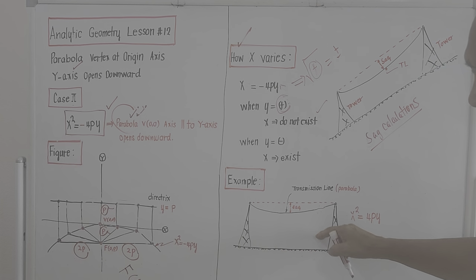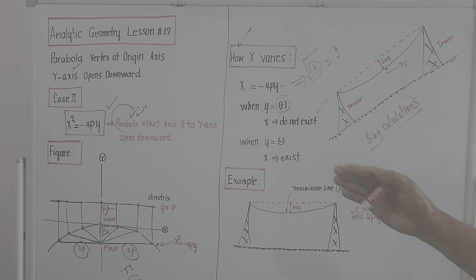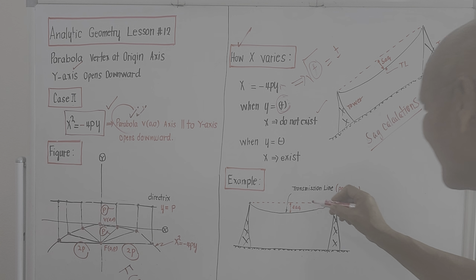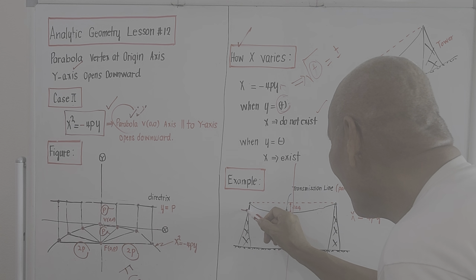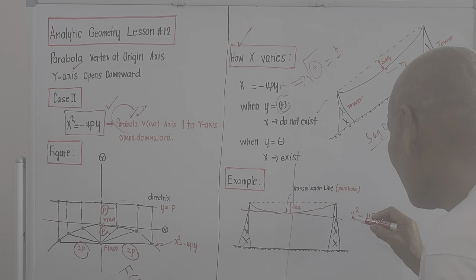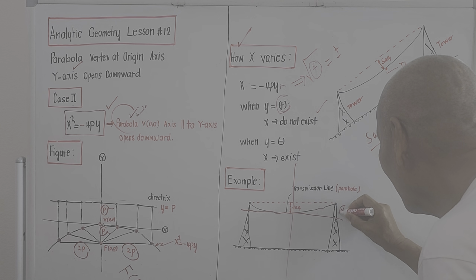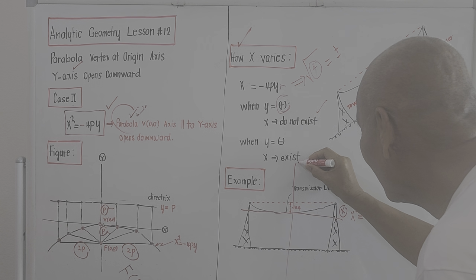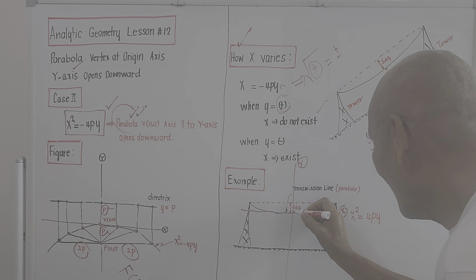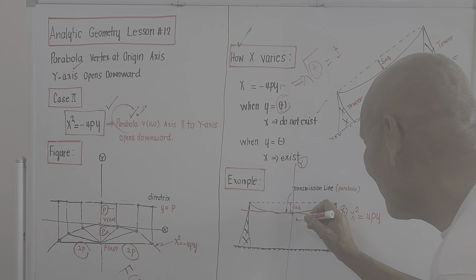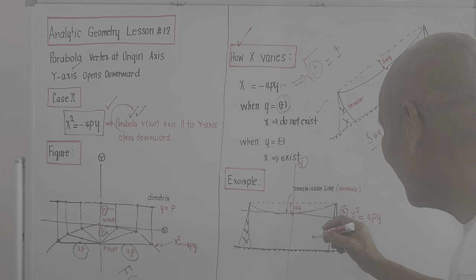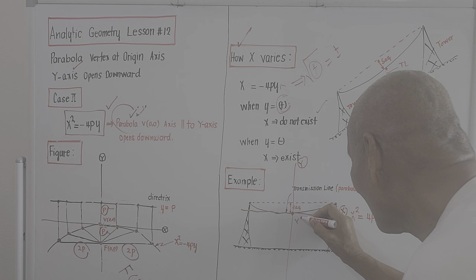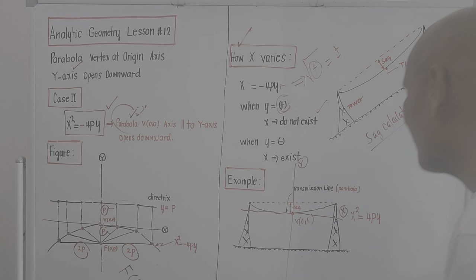So for this one here, this is an example of lesson number 11, the parabola that opens upward. So this is the so-called y-axis, and this is the x-axis. You got it? X-axis, y-axis. The lowest point on the transmission line is actually the vertex of the parabola. It seems our vertex here is actually at 0, 0, something like that.